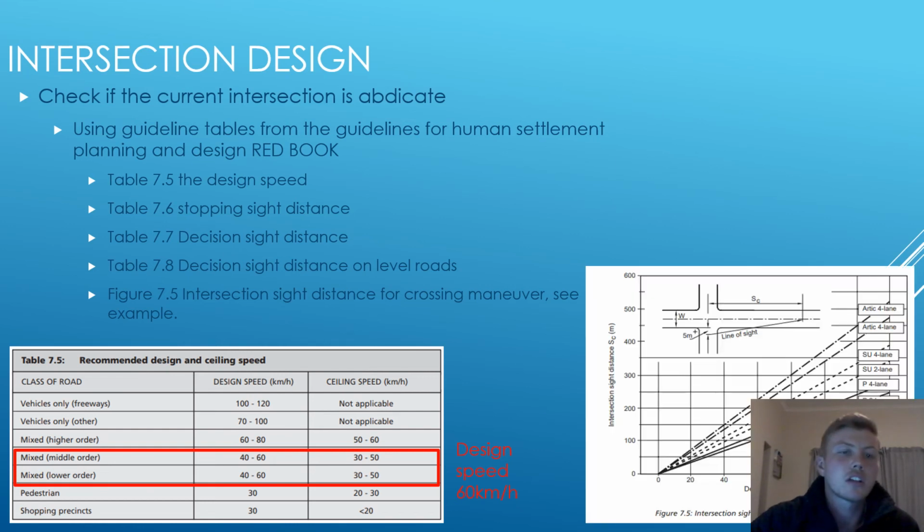I'm going to show you also how I used this figure to determine my sight distances. But it was just simple reading off from the figure. As my design speed was 60 kilometers per hour, I could easily read off all my distances, my intersection sight distances.